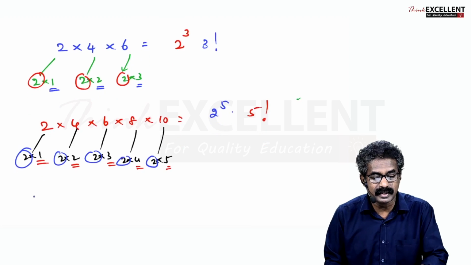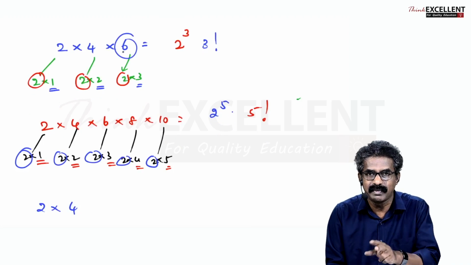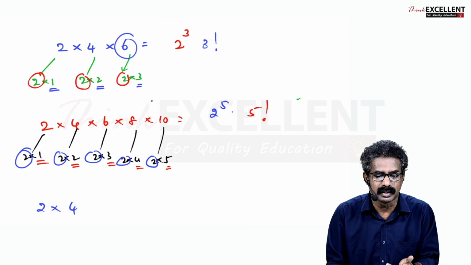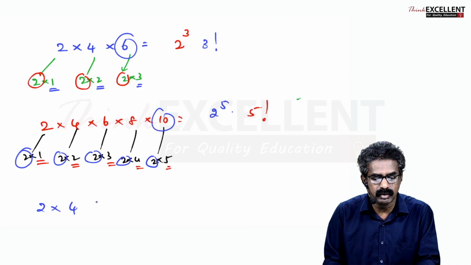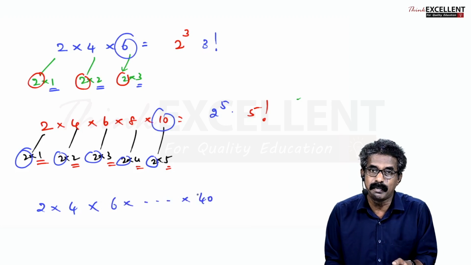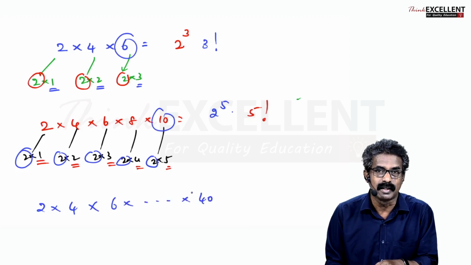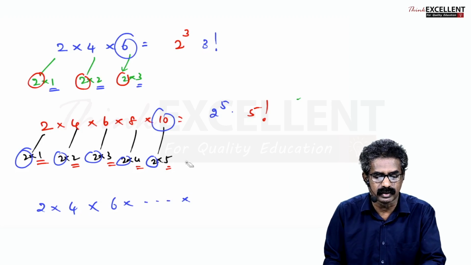Suppose there are n terms. How do you know the number of terms? If the last number is 6, divide by 2. 6 by 2, 3 terms. Last number is 10, divide by 2, 5. So there are 5 terms. 2 into 4 into 6 into etc. up to 40. That means 40 by 2. How many terms are there? 20 terms are there. 2 raised to 20, 20 factorial, right? 2 raised to 20 into 20 factorial.